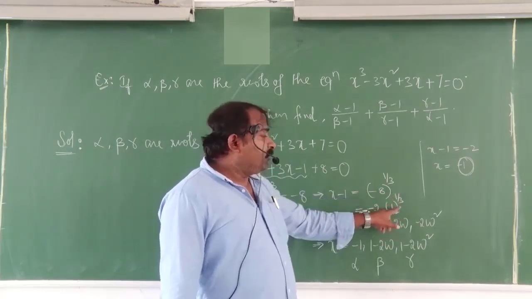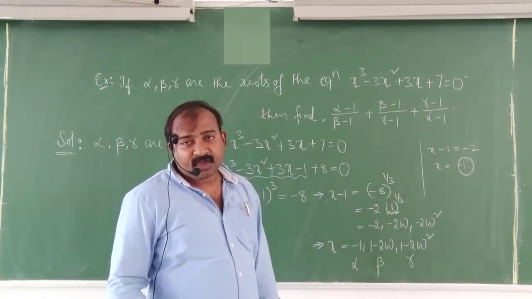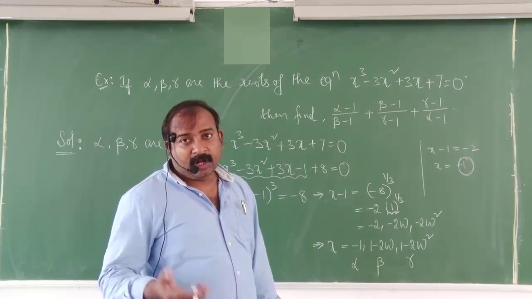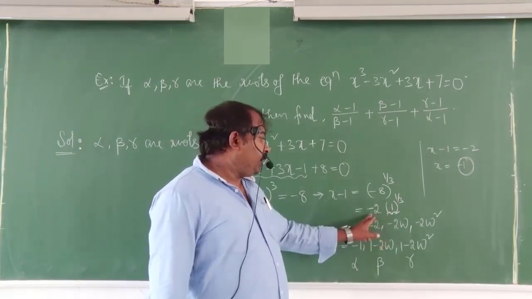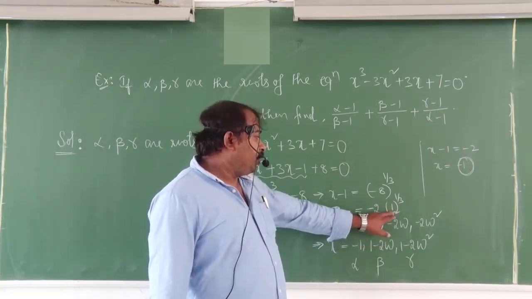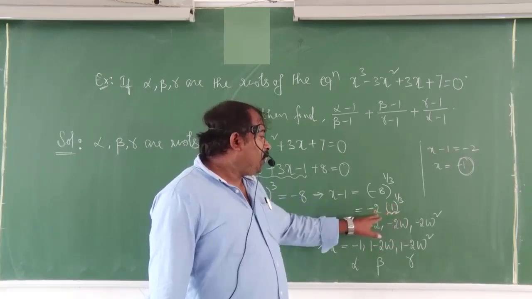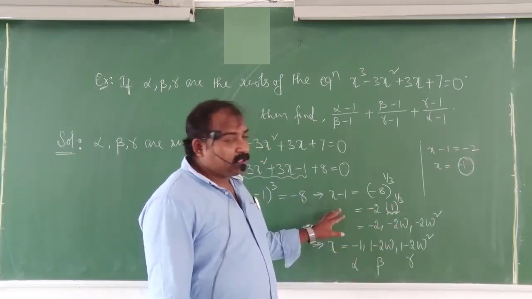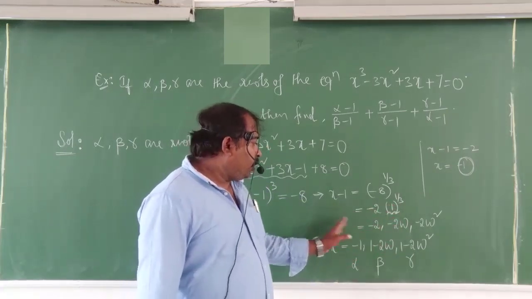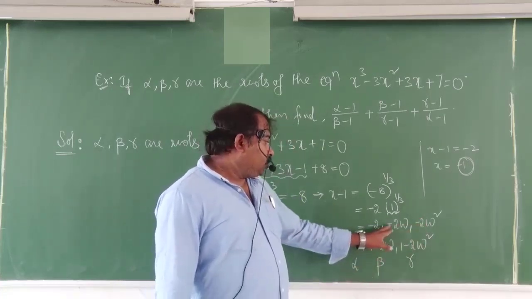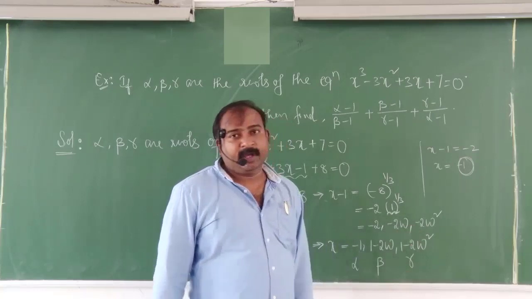What are the cube roots of 1? Cube roots of 1 are 1, omega, omega square. So if it is 1, minus 2. If it is omega, minus 2 omega. If the value is omega square, minus 2 omega square. This is x minus 1. Then x equals, add 1 for all these values: 1 minus 2 minus 1, 1 minus 2 omega, 1 minus 2 omega square.